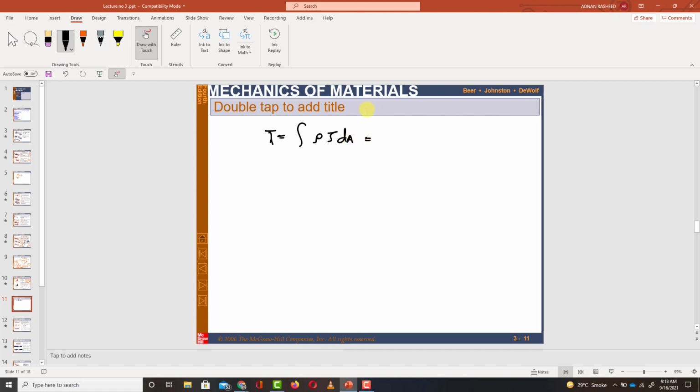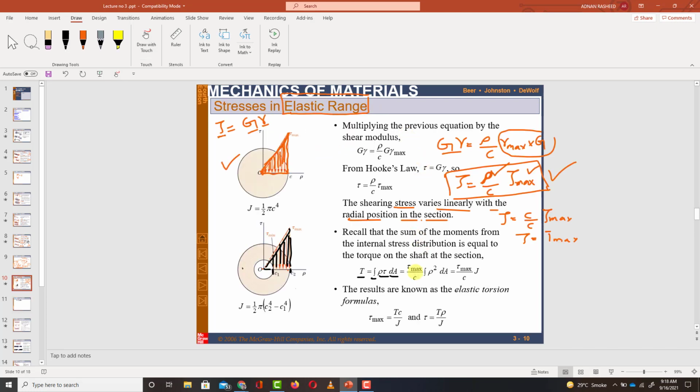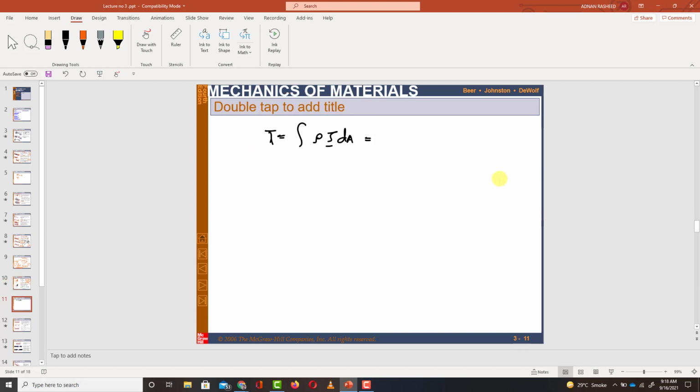Clear? Now we will replace this tau with this equation. Tau is equal to rho over c into tau max. Instead of this tau, we write rho over c into tau max, and this rho will be the same and this dA will be the same, and this is the integral sign.